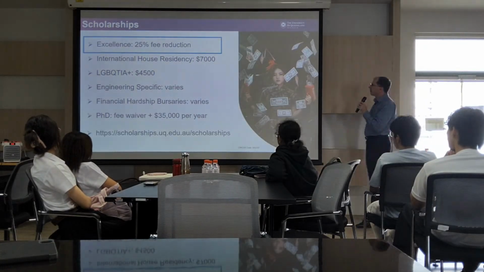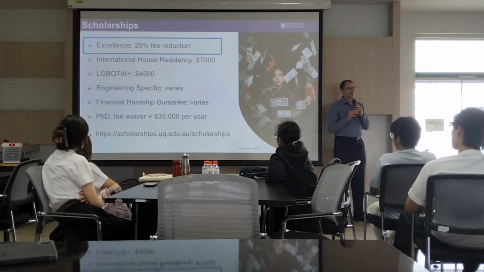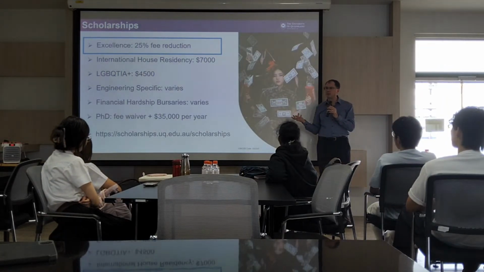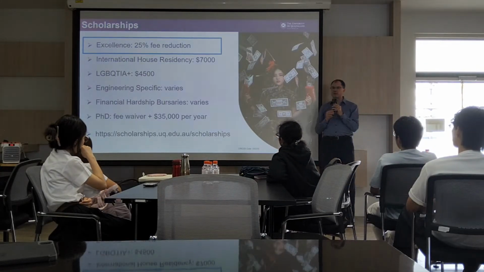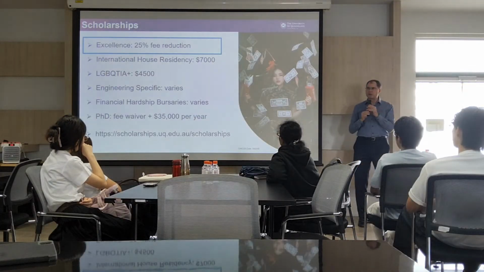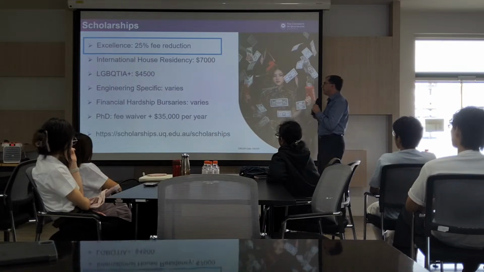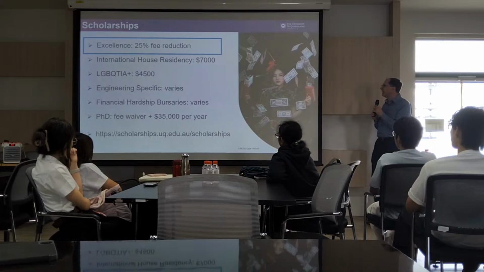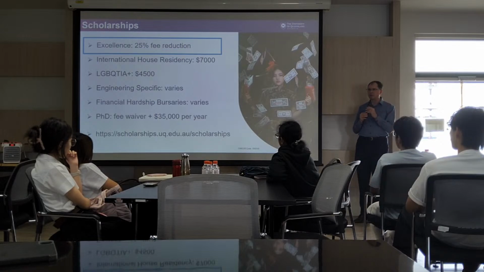So some of the scholarships that are available, there's a website where you can look up details. There's an International House Residency Scholarship. One of our residences or dormitories is International House. And so if you're a resident staying in International House, you can apply for their residency scholarship. So that's an extra $7,000 to use for your living expenses. There's an LGBTQIA+ scholarship, so that's $4,500. There are a number of engineering-specific scholarships. So those are the ones to take a look at, because there's just far too many for me to list.